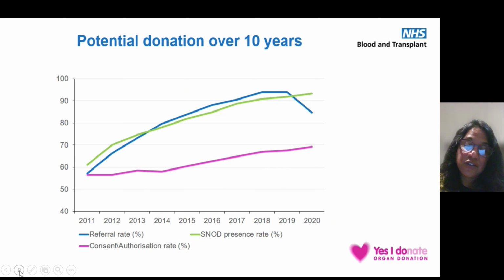The pink line is that of consent or authorization. This is where families agree to proceeding with donation, and that sits at about 66%. The green line refers to the presence of specialist nurses in organ donation. These are highly skilled individuals who are part of NHS Blood and Transplant. They're embedded in every intensive care unit in the United Kingdom, and they help facilitate donation, help support the family, and coordinate transplantation. And the presence of specialist nurses in organ donation and donation conversations has steadily risen over the last 10 years.